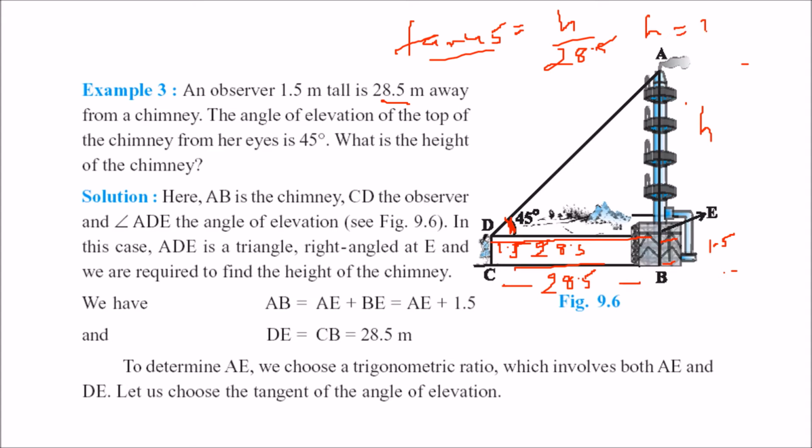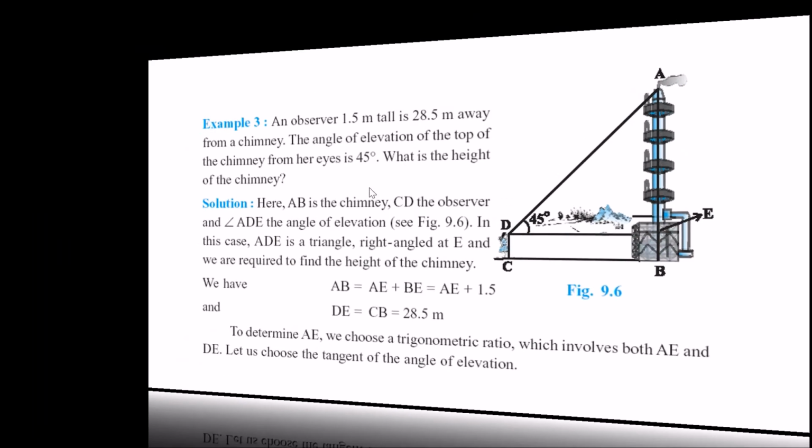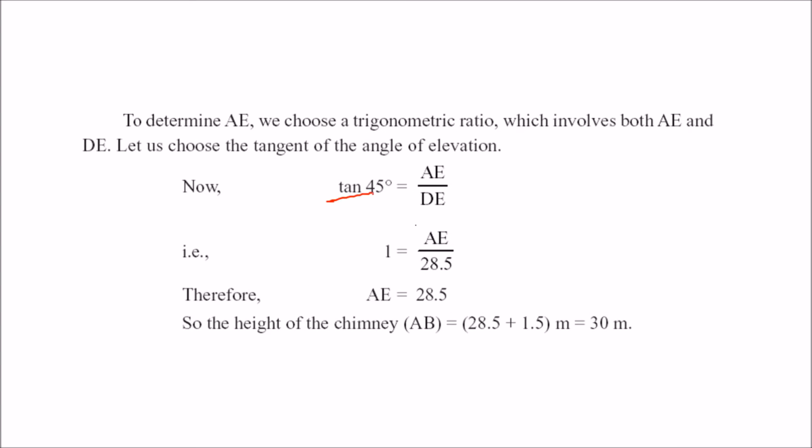So this is 28.5. And this is again 1.5, so we have to add 28.5 plus 1.5 so that we get the height of the chimney. So exactly same thing has been done. We have found out the height as 28.5 and we have added 1.5 the eye's height from the ground, and this makes the height of the chimney as 30 meters.